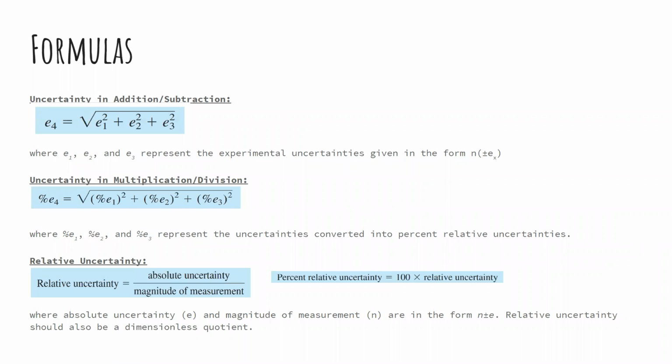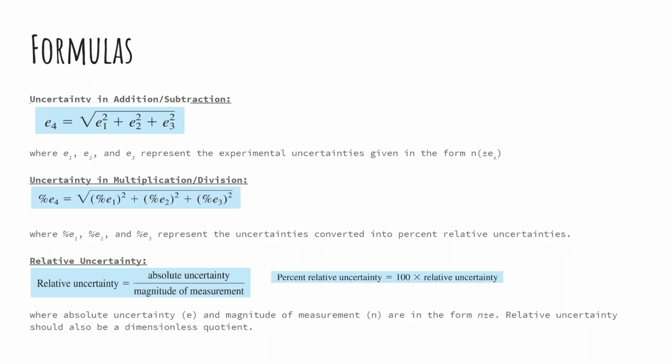So there are also some formulas that you'll need to know in this unit. The first one is uncertainty in addition and subtraction. This is E4 is equal to square root of E1 squared plus E2 squared plus E3 squared, where E1, E2, and E3 represent the experimental uncertainties given in the form N in parentheses plus minus EX.